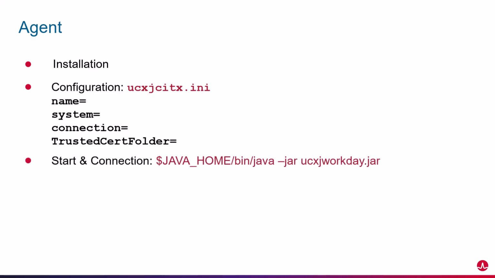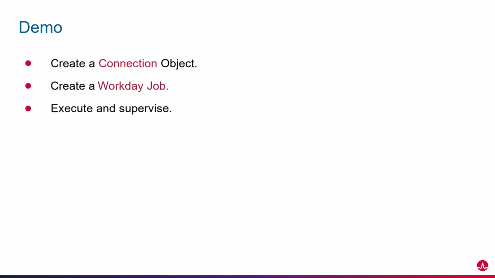Finally, we start the agent by invoking the jar file via the Java command. The agent connects to the AE and deploys the object templates needed to support the integration: the connection object and the Workday job. In this demo, we will first create a connection object to your Workday environment. Then, we will focus on demonstrating how to create, execute, and supervise jobs.